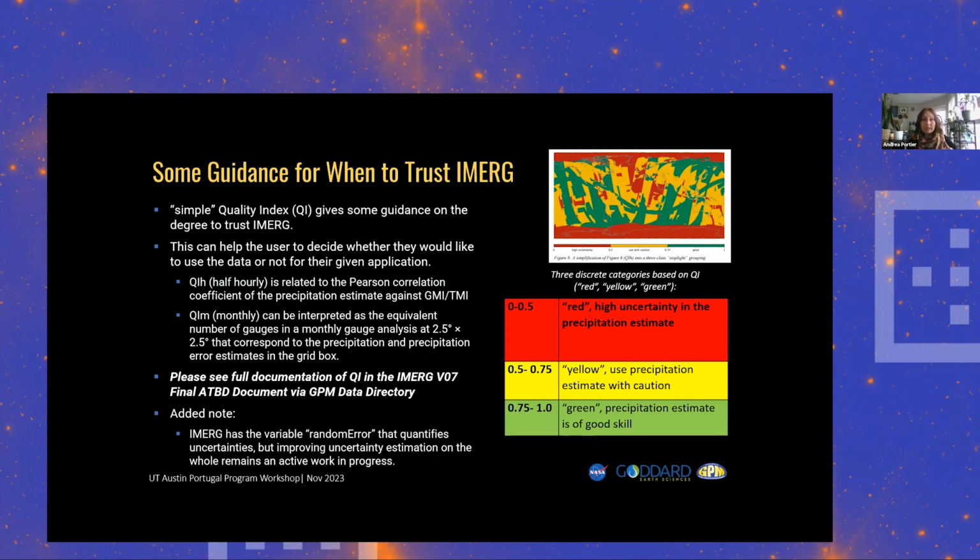There are two types of quality index, half-hourly and monthly. Please go see the ATBD document via the GPM data directory, because it has how to use this and how this can be useful to your work. I will note that while we have this guidance, it's up to the user to see if this is appropriate for your application. It's based on a red, yellow, and green flagging system. Essentially, if it's red, there's higher uncertainty for IMERG data, versus green, which has good skill scores for the IMERG data set.